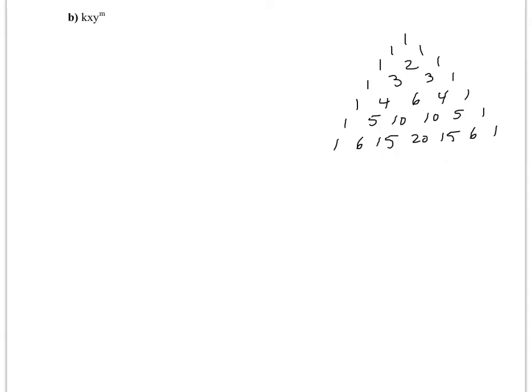The next question is, if I expand (-3x + 4y)^6, what is the value of k and m in this term here? First of all, I know that the sum of the exponents of x and y has to be equal to 6. So this means that m plus 1, because the exponent of x is 1, has to be equal to 6. So from here I get that m is 6 minus 1, which is 5. So we get kxy^5.